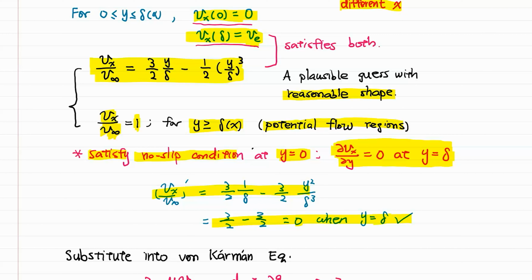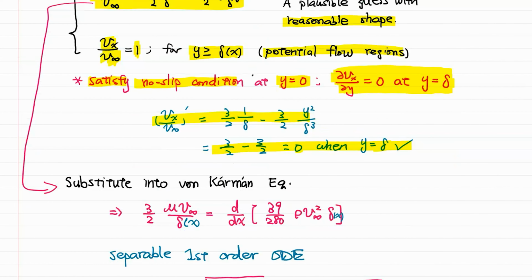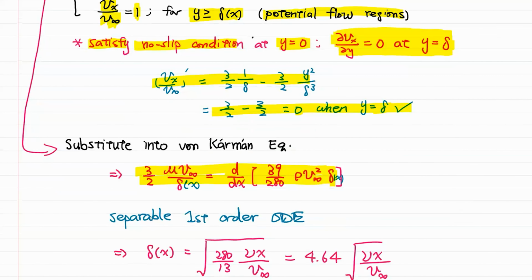Now let's substitute this guess into the von Karman equation and try to solve it. And that's what we're doing here. So we've substituted into the von Karman equation and we get the following. We get that the left-hand side equals 2/3 times mu v infinite over delta x equals the first derivative of what's inside this bracket with respect to x. And this is a relatively simple separable first order ODE.